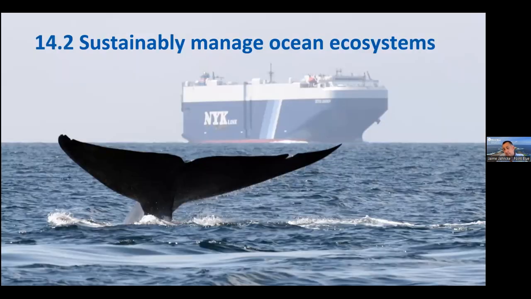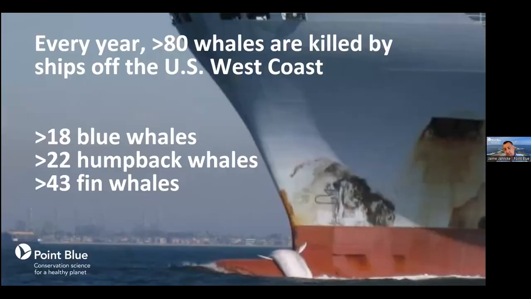Another area where we have been working quite a bit is in the target of sustainably managing ocean ecosystems. Here you have a blue whale and you can see a ship in the background. One of the things that we're doing is trying to understand what to do to prevent and protect whales from ship strikes. Every year about 80 whales are killed by ships off the US West Coast.